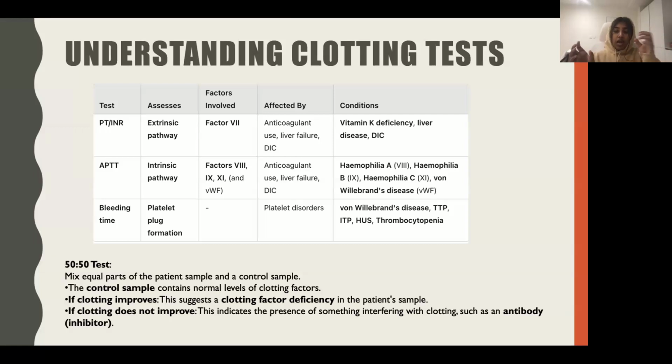If you add the control sample into the patient sample and the patient's clotting does not correct, that means there's something in the patient's blood that's blocking or interfering with the clotting factors that we've added. That could be something like an antibody. So they could have an autoimmune cause rather than a true deficiency, i.e., they're not making enough, there's something that's blocking the stuff that's being made. So you would go more down the autoimmune route. That's what 50-50 mixing means. I hope that makes sense.